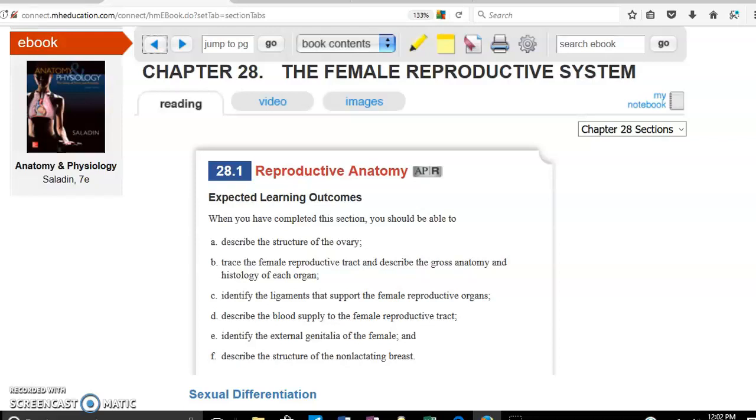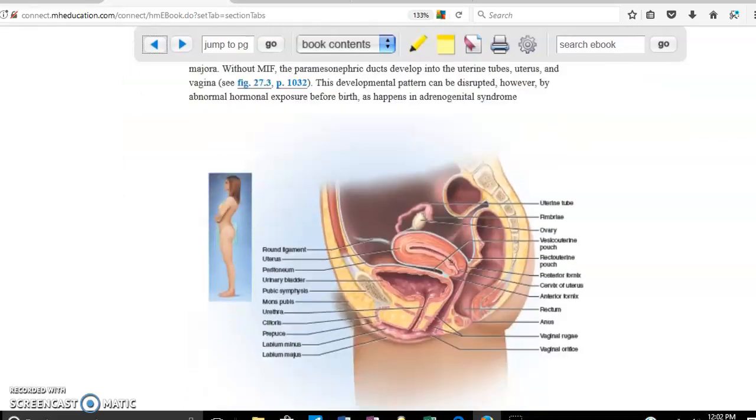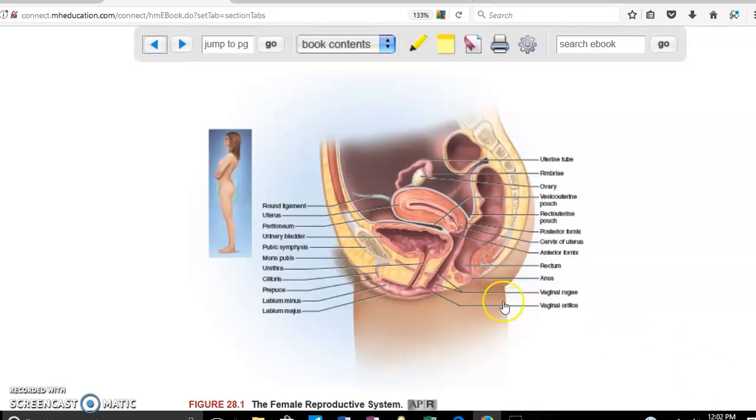Okay, this chapter is the female reproductive system. So let's take a look at the different organs in the female reproductive system. We have right here the vagina, this is the uterus, the fallopian tube, and the ovaries. These are internal organs. External, we have labia majora, labia minora, clitoris, mons pubis, and don't forget, if you look in the figurine here, that also the breasts are part of the female reproductive system.